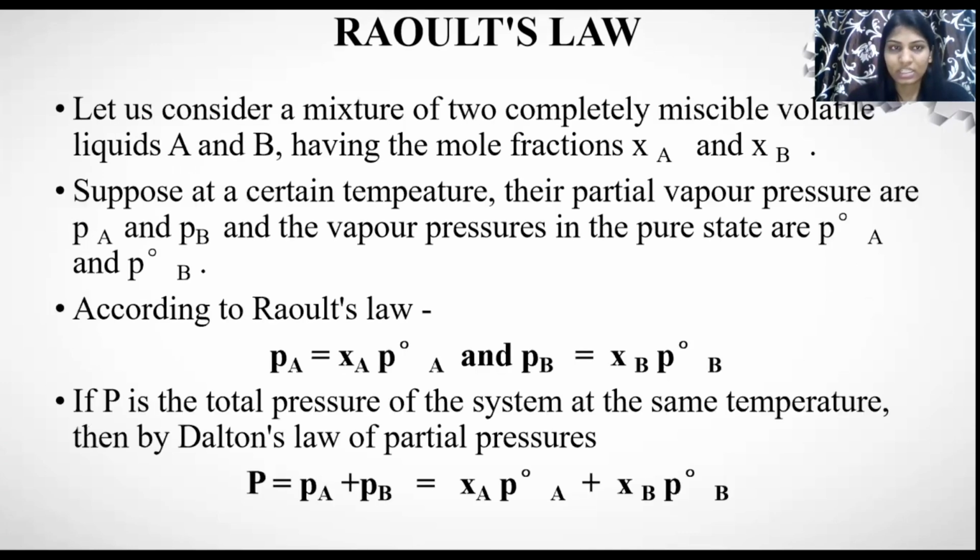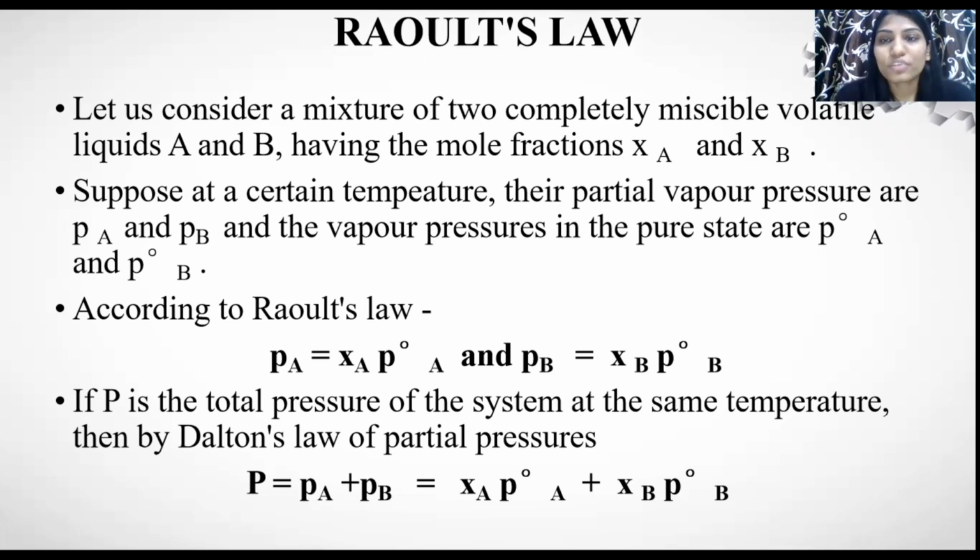Now, let us consider a mixture of two completely miscible volatile liquids. What does the term completely miscible volatile liquid mean? Completely miscible means that when you mix two liquids, you won't be able to differentiate between the two liquids. That is, there is no formation of a separate layer or boundary between the two liquids. Then the solutions will be known as miscible liquids. And what is volatile? That I have already explained before.